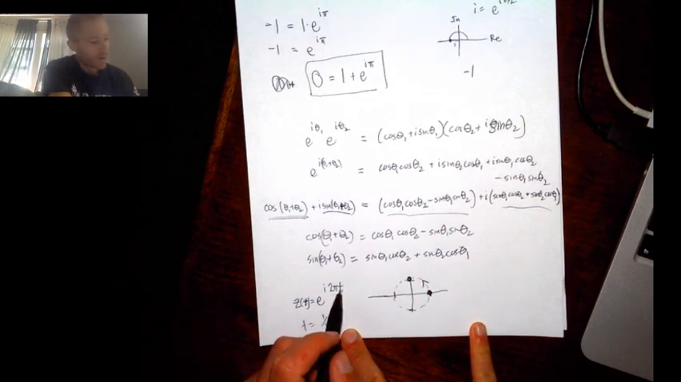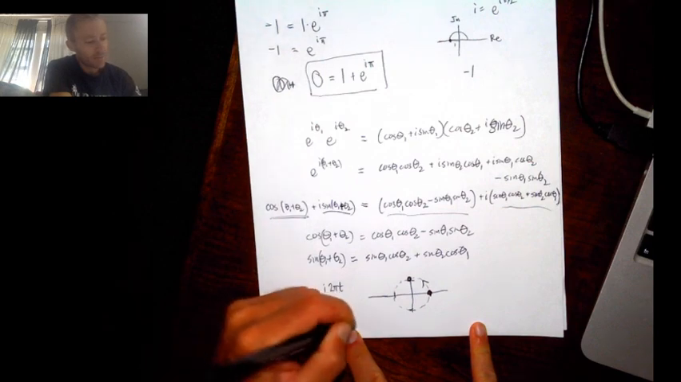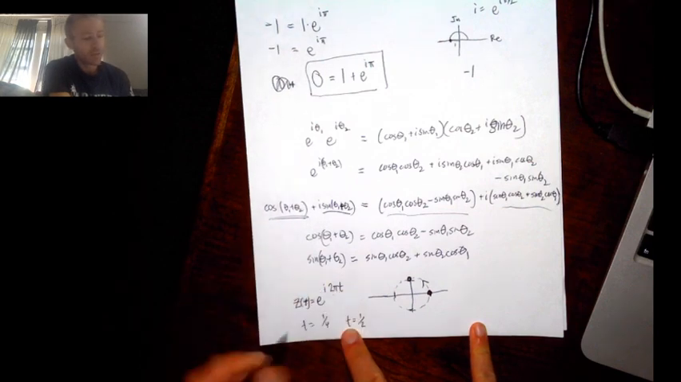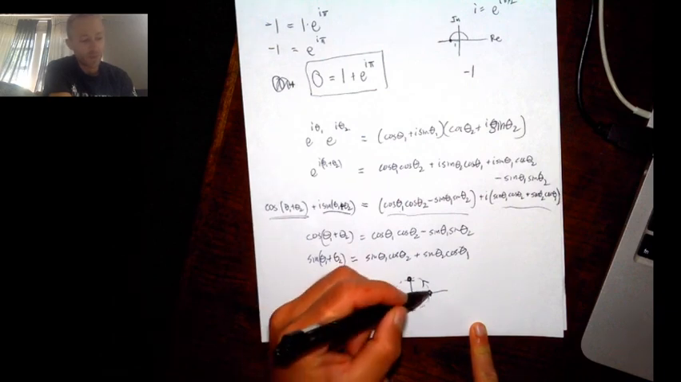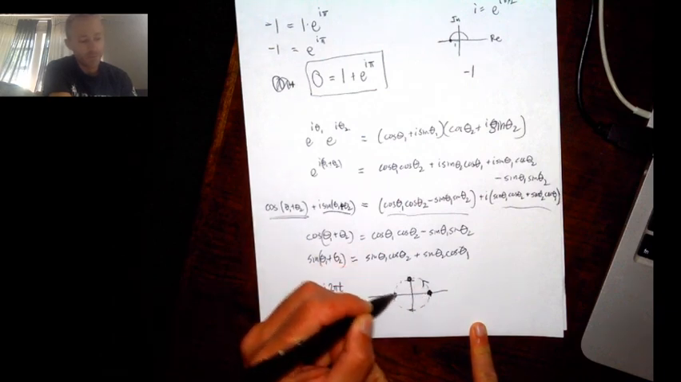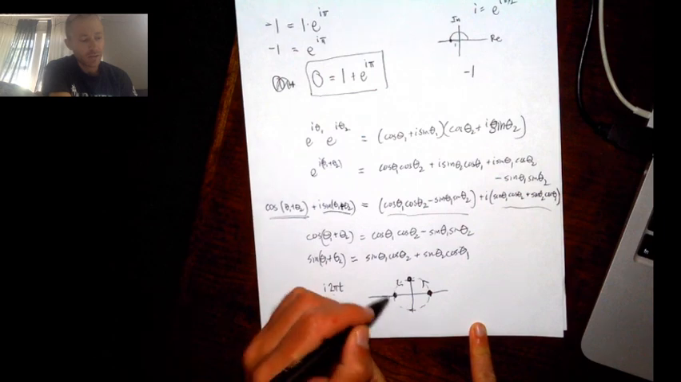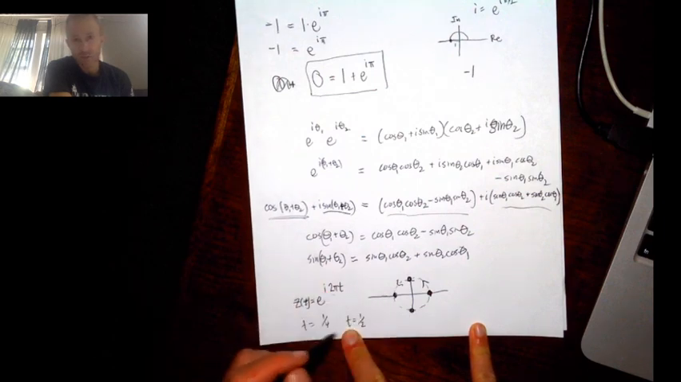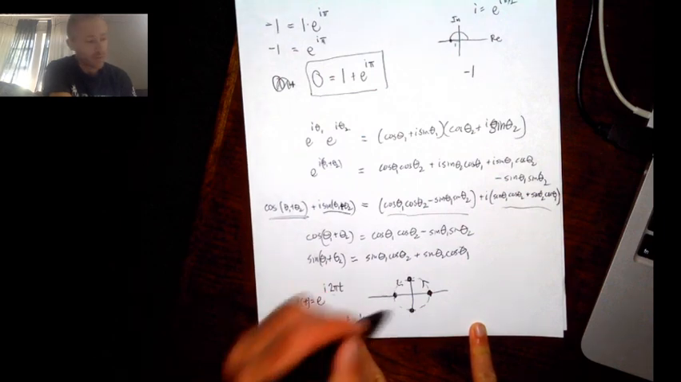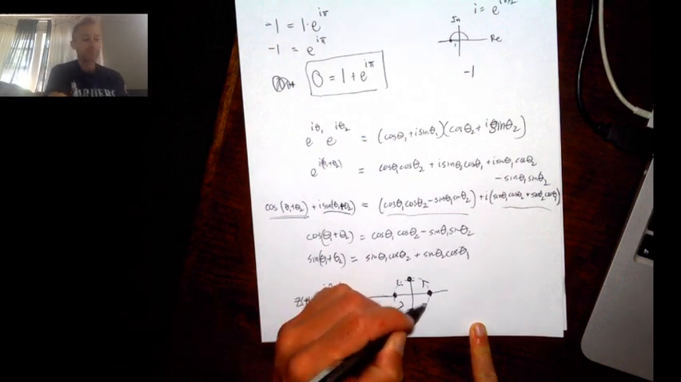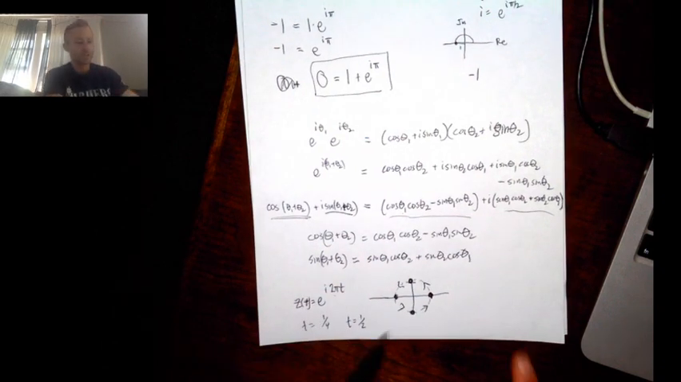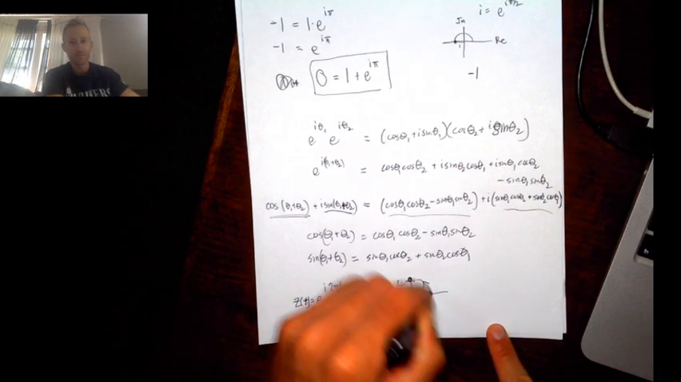And then what about at time 1/2? Now its argument is pi, which means it's moved all the way over to here. And then similarly, you can show that when t is equal to 3/4, then it's right here. So basically, as time goes on, what this complex number does is it just goes around the unit circle.